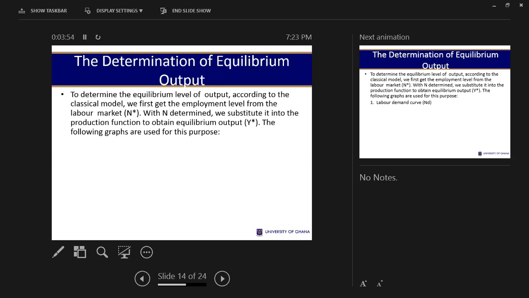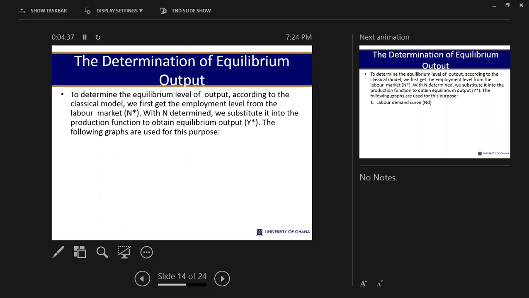I'm sure you remember from the first lecture, okay? The production function is a function of labor and capital, but for this stage, we are assuming capital is constant. And if that's the case, then output is a positive function of what? Of labor. So if we know the value of labor, then we can always get the value of output. So our job is to get N star, and we can get N star in the labor market. Getting an N star means that you are getting the real wage star too. When there's equilibrium in the labor market, we get an equilibrium N and equilibrium real wage. After doing that, we can get a Y star.